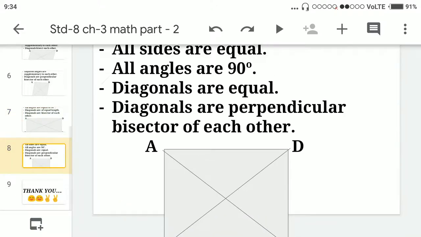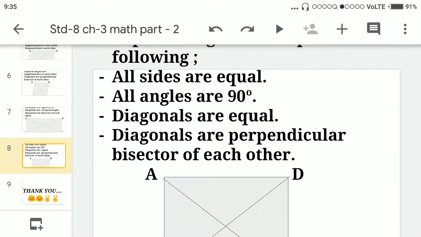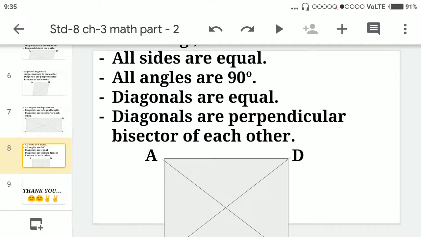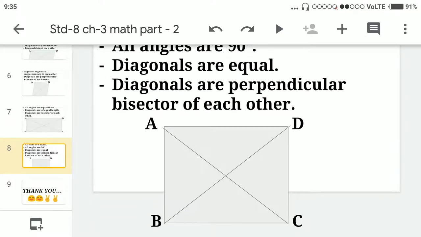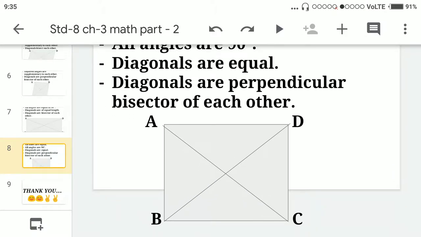Fine. Then move to your last one, that is your square. In case of a square, it also contains all the properties of a parallelogram except the following. Whatever properties studied in the parallelogram, the same will be applicable for your square, except all sides are equal. In case of a square, all the four sides are equal. All angles are 90 degrees, same as your rectangle. Then diagonals are equal. That means AC equal to BD. So the two diagonals are equal.